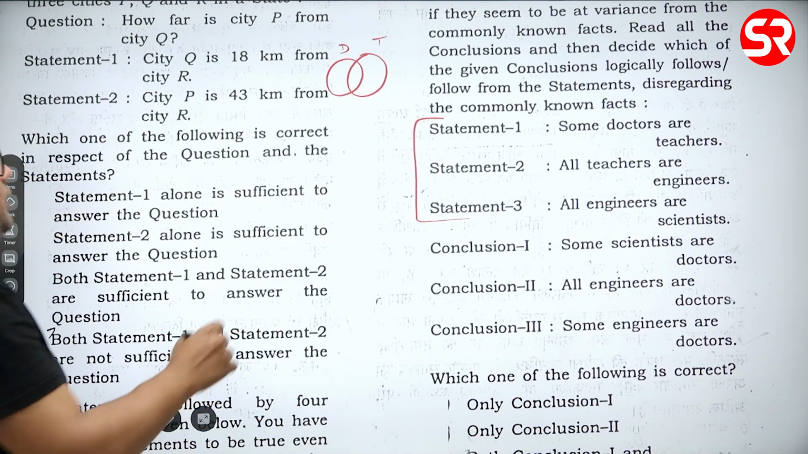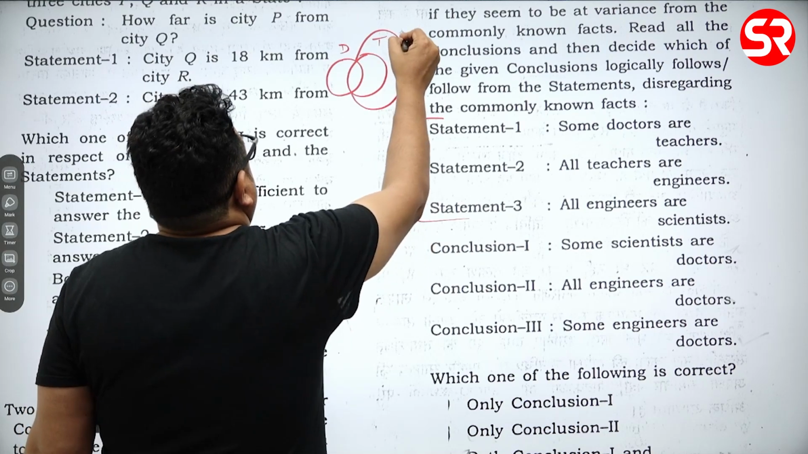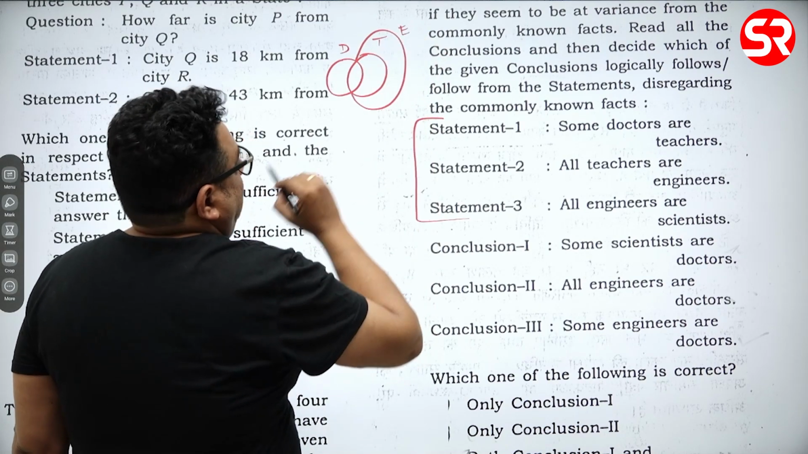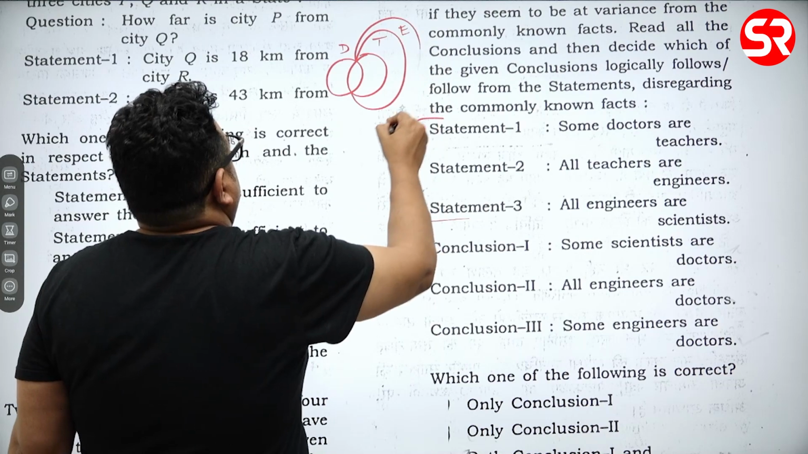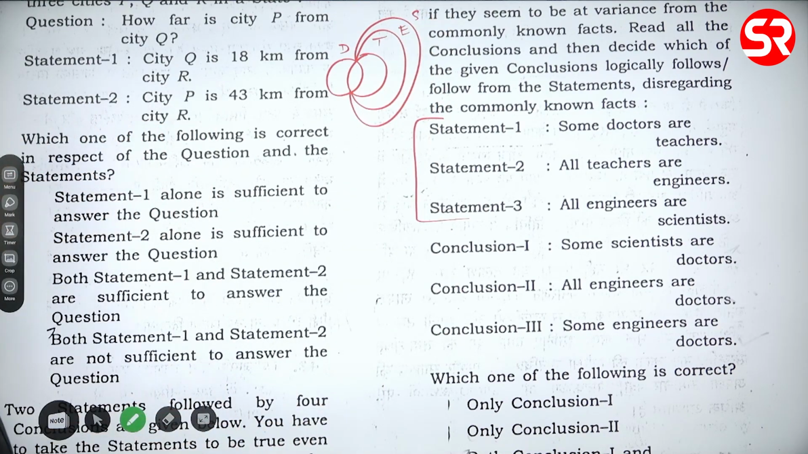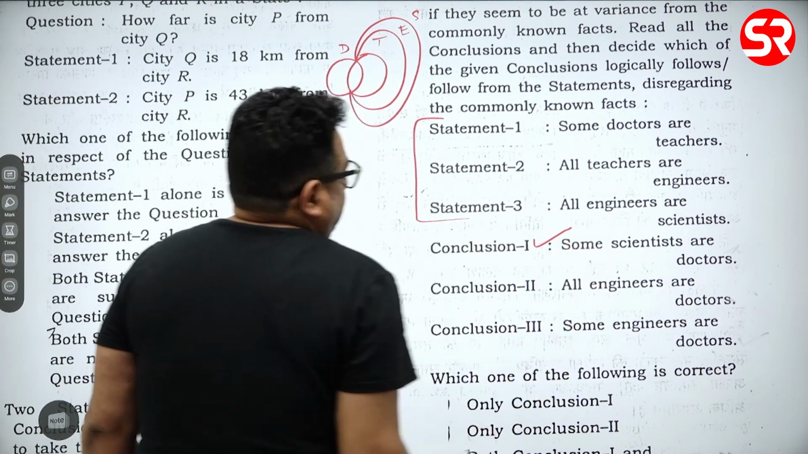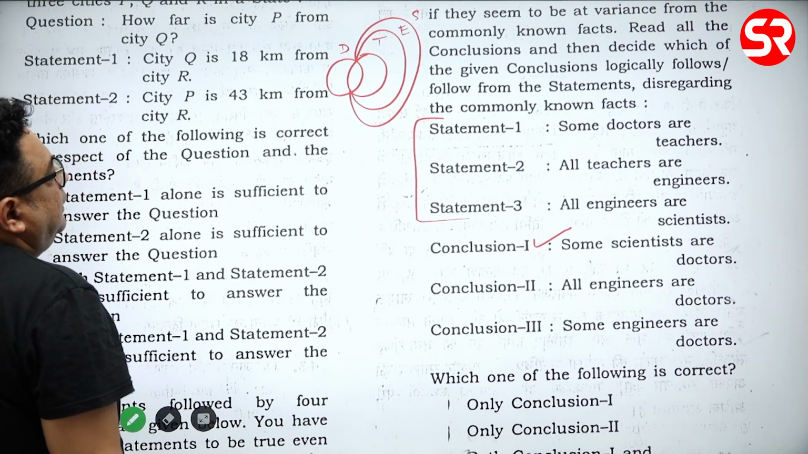All teachers are engineers. And then all engineers are scientists. Done. Conclusion: some scientists are doctors. Yes, these are those scientists that are doctors. True. Then conclusion 2: all engineers are doctors. No.